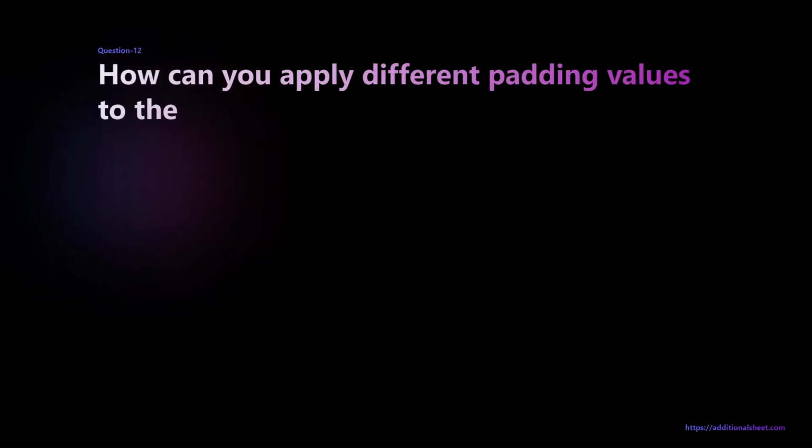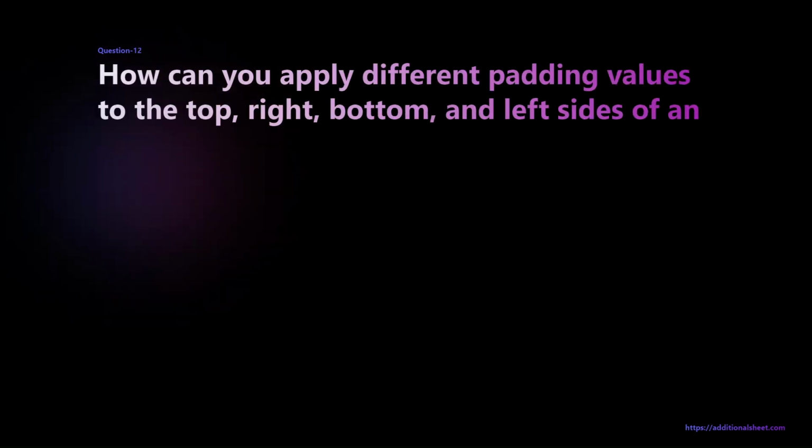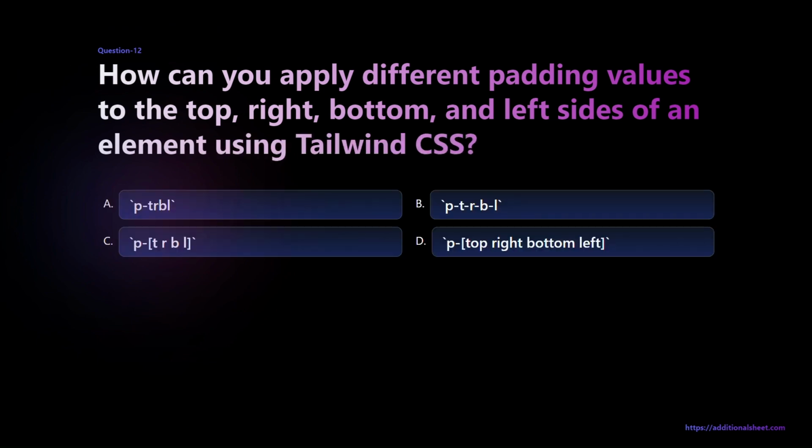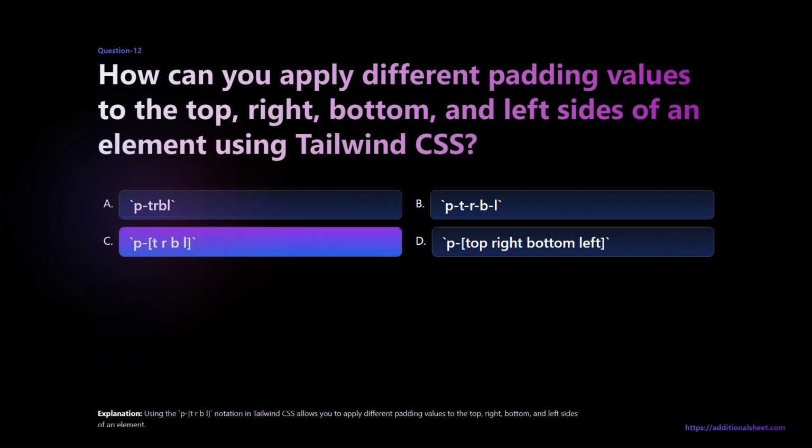How can you apply different padding values to the top, right, bottom, and left sides of an element using Tailwind CSS? Option A. Option B. Option C. Option D. The correct answer is option C.